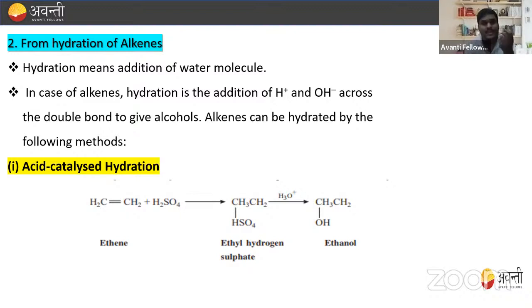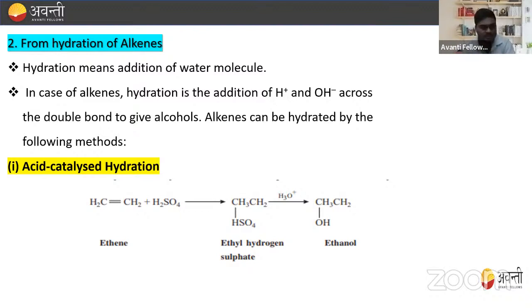Now, in case of alkenes, hydration is the addition of H plus and OH minus across the double bond to give alcohol. So in case of alkene, hydration is the addition of H plus and OH minus across the double bond. And an alkene can be hydrated by the following methods. We have a couple of methods for the hydration of alkene, and we are going to study each one in detail. The first one is acid catalyzed hydration.